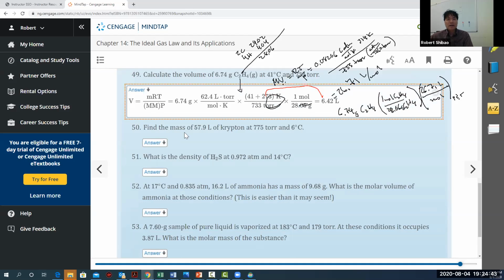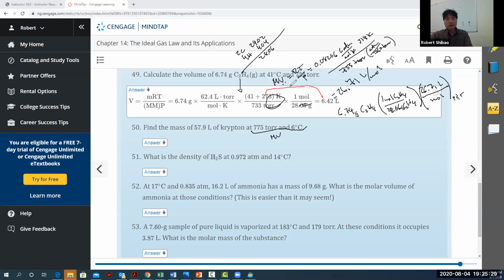Number 50, find the mass of 57.9 liters of krypton at 775 torr and 6 degrees Celsius. So this one I would do using dimensional analysis again. Actually, dimensional analysis is a very powerful tool. And so again, I'd probably just get the molar volume here. I need the molar mass of krypton. I'd have to look that up. Krypton's a gas. And so figure out the molar volume here.